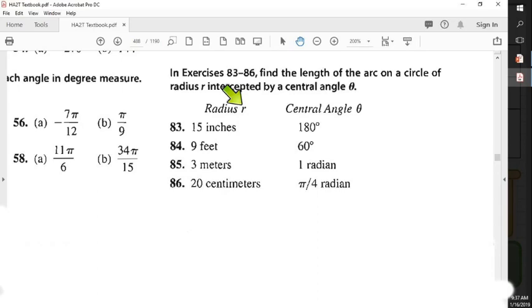Find the length of the arc on a circle that has this radius r. I think you're right, Kella. It has that in the book, and if you look back in the examples, it has a little formula for you guys. Intercepted by the central angle.